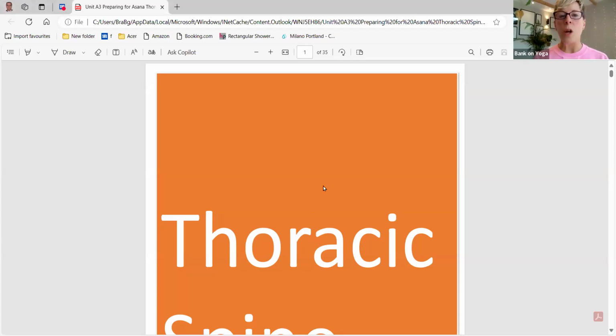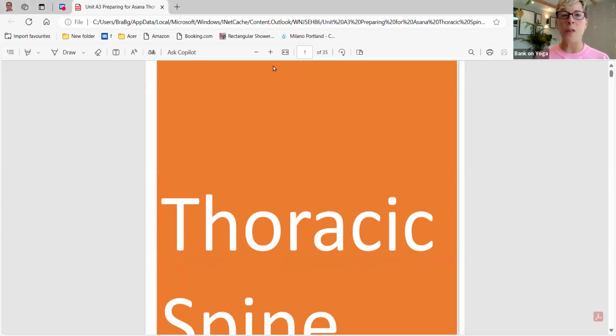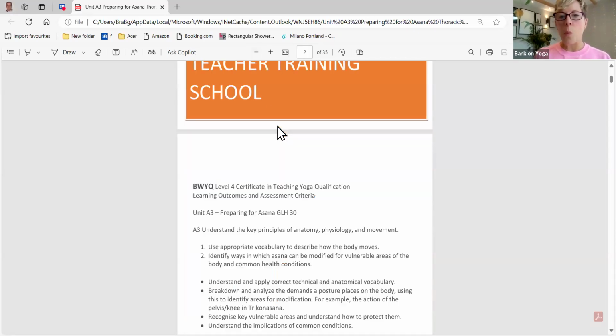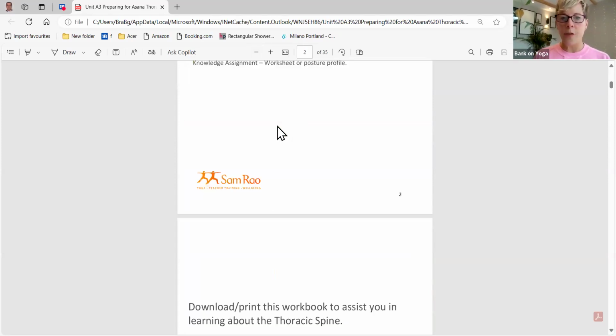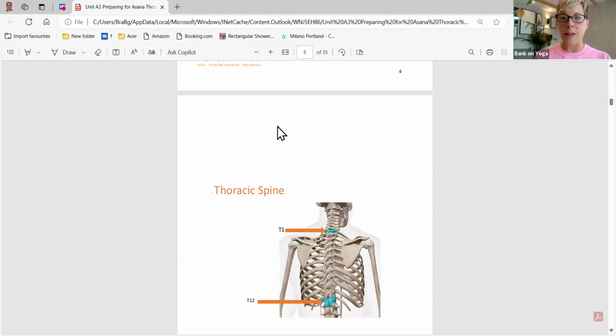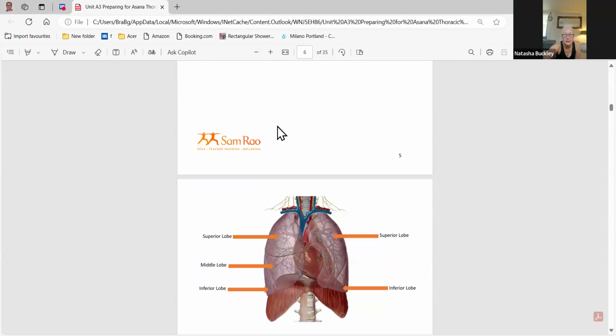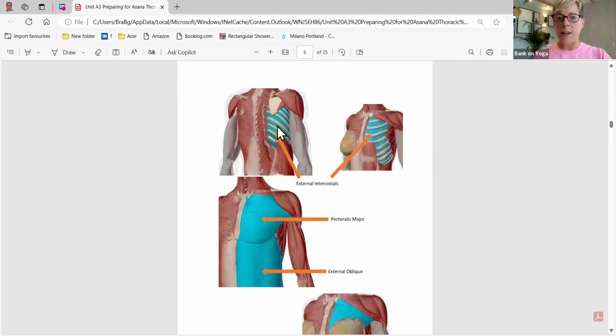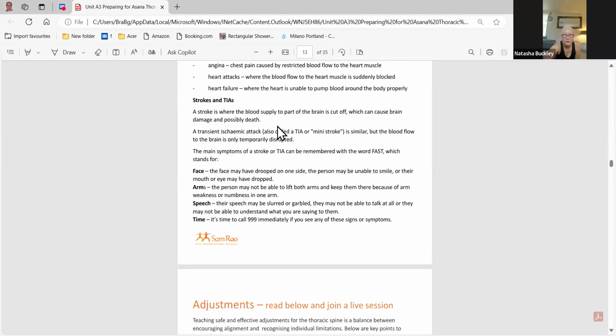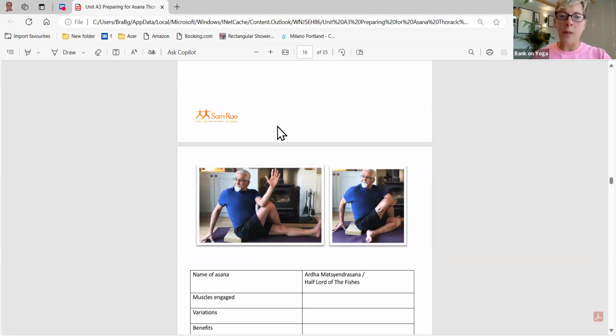So let me show you, because we're moving on to the thoracic spine, this is what it looks like. Just like head, neck, and shoulders, we start to look at a different area of the spine. So in this document, we'll have all sorts of things. There'll be a breakdown. Can you see that, Natalia? Yeah. So there'll be different elements of anatomy which we'll look at. And then further down, there'll be conditions of the spine.